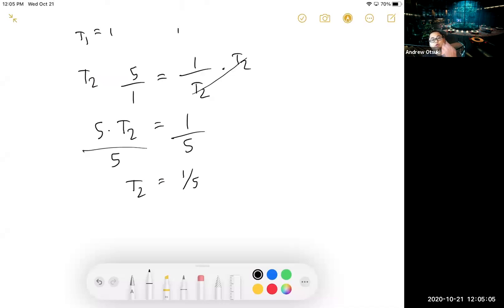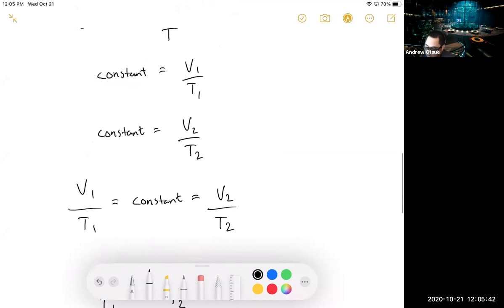So if I decrease my volume by a factor of 5, so I went from 5 to now 1, then my temperature should also decrease by a factor of 5. So in this case, if my temperature is 1, and I decreased the volume by a factor of 5, then that must also be decreased by a factor of 5. So we get 1/5. So that is how Charles' law works.